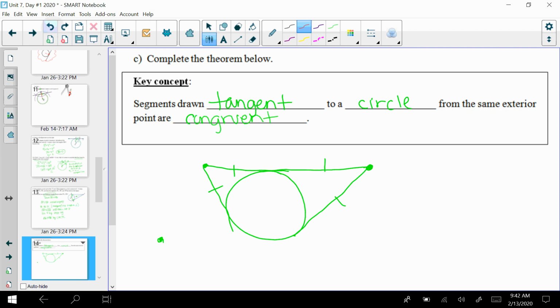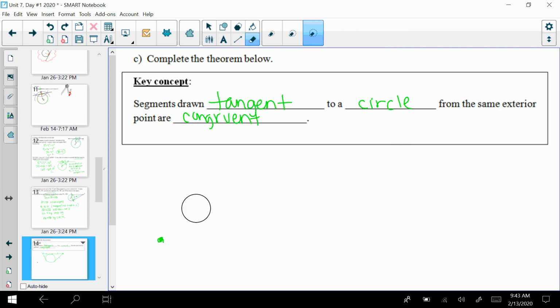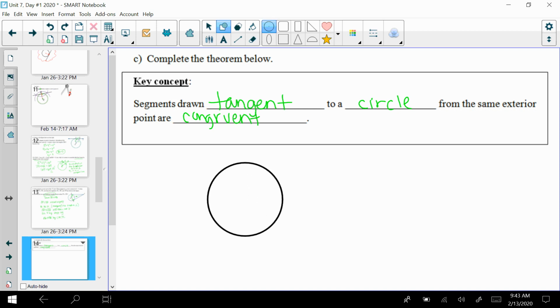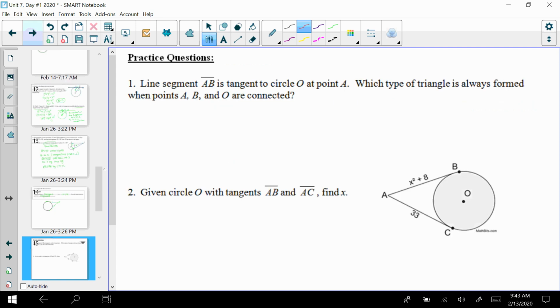And let's give ourselves a better picture of that, because my picture is not good, surprise, surprise. So here, I'm just going to give you guys a better picture. And let's draw in our tangent lines. So I'm going to pick some point, P, and I'm going to draw in tangent lines. And they have to be congruent there from the same external point.